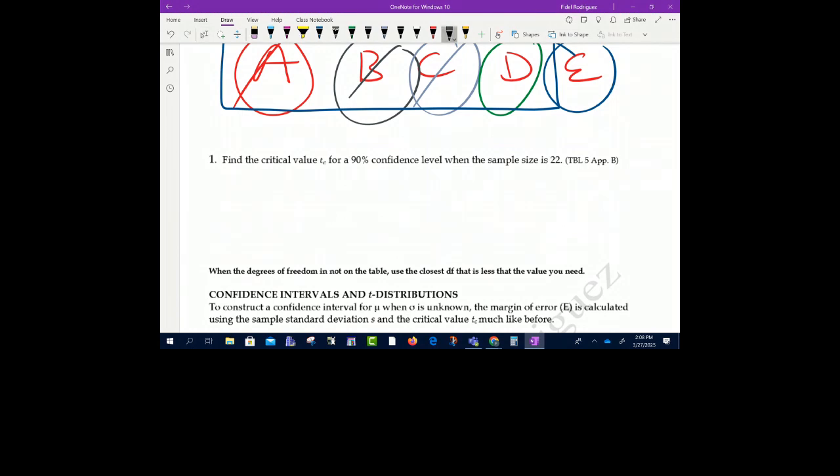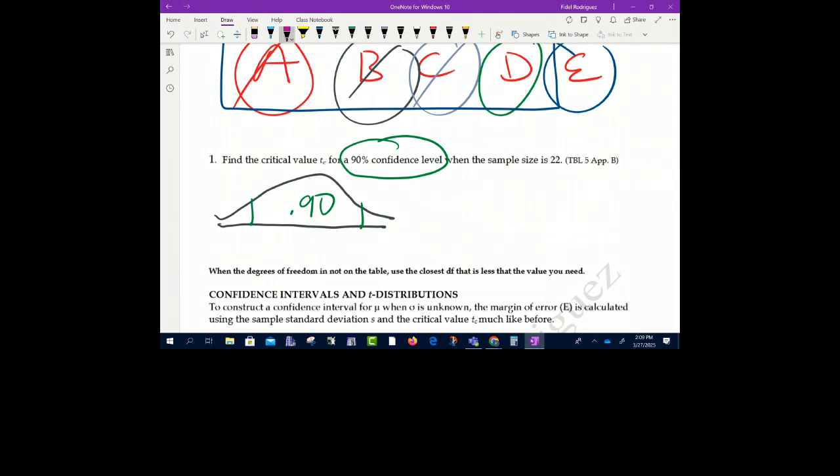Okay, I'm going to show you two ways of approaching this. I'm still going to make a bell-shaped curve. Here's my bell-shaped curve. Remember our confidence level here is 90%? So remember what that means. That means that the area between those two green lines is 0.90, right?